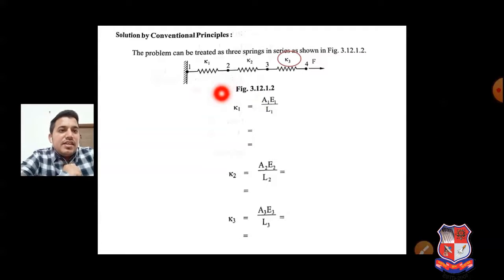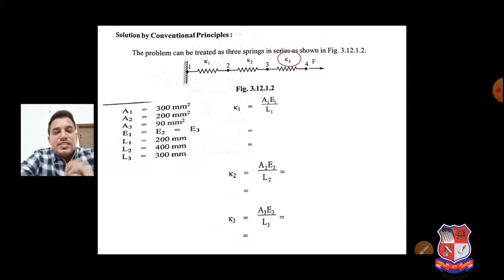Here we have indicated K1, K2 and K3. How can we find them? Let's see here. These are the given values. A1 is already given in the diagram as 300 mm squared, A2 is equal to 200 mm squared, A3 is equal to 90 mm squared. Here we are taking E1, E2 and E3 the same, 200 gigapascal. Yesterday we already learned L1, L2, L3 are the respective lengths. Now first we have to find K1 with the standard formula A1 E1 upon L1.